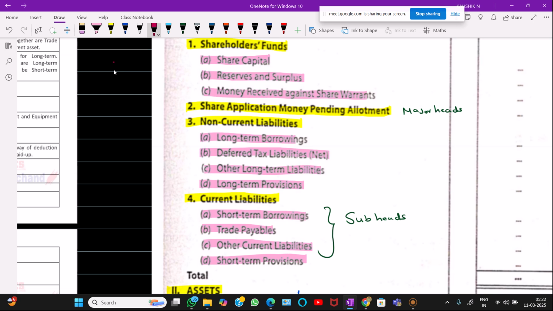If it falls into the category of non-current liability, then what is the exact subheading for it, whether it is long-term borrowings, or other long-term liabilities, or long-term provisions, or deferred tax liabilities (net)? You have to classify it.